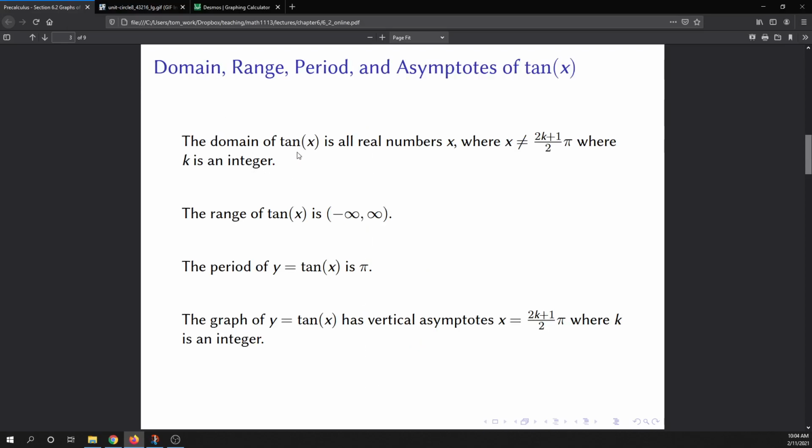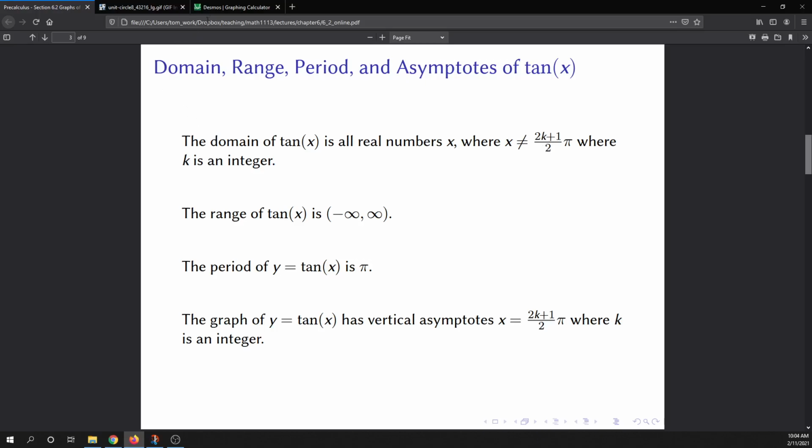All right, so the domain of the tangent function is all real numbers x, where x is not equal to (2k plus 1) over 2 pi, where k is an integer. Now that might look like a complicated way of writing this expression down. What exactly does that mean? A lot of times people will get tripped up on that. This is basically just a short way of writing down an infinite list of numbers.